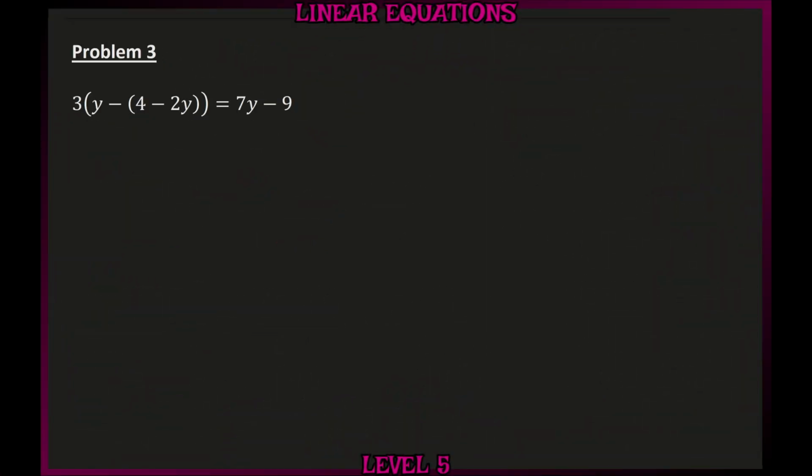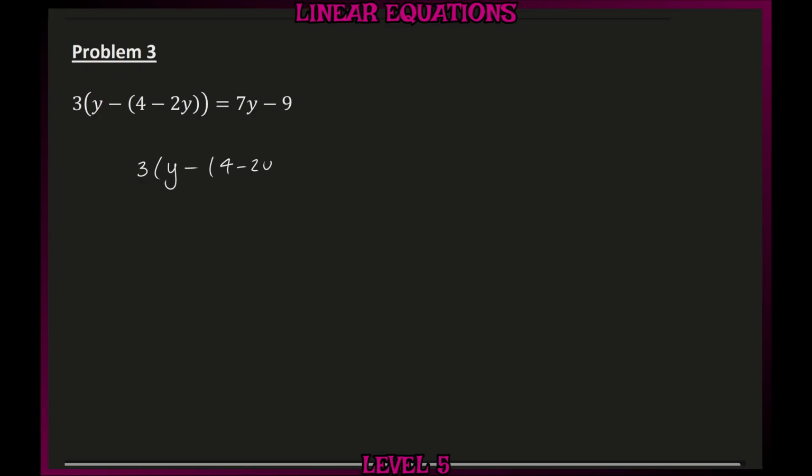In problem 3, we're solving the equation 3 multiplied by y minus 4 minus 2y is equal to 7y minus 9. Now to start, on the left hand side we have a bracket within another bracket. So what we're going to do is we're going to start from the inside and work our way out.